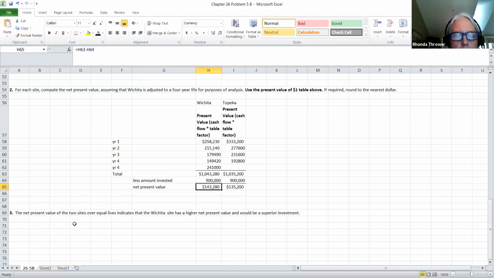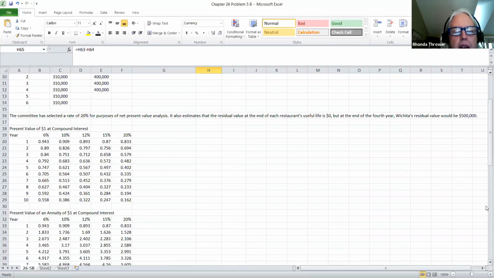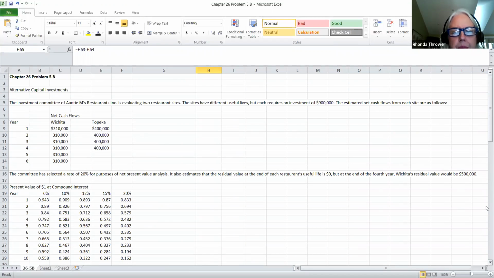And in part 3, they've just restated that. They said the net present value of the 2 sites over equal lives indicates that Wichita, this was the equal lives where we switched it to 4 years, has a higher net present value and would be the superior investment. So again, we are simply evaluating investments using present value analysis.